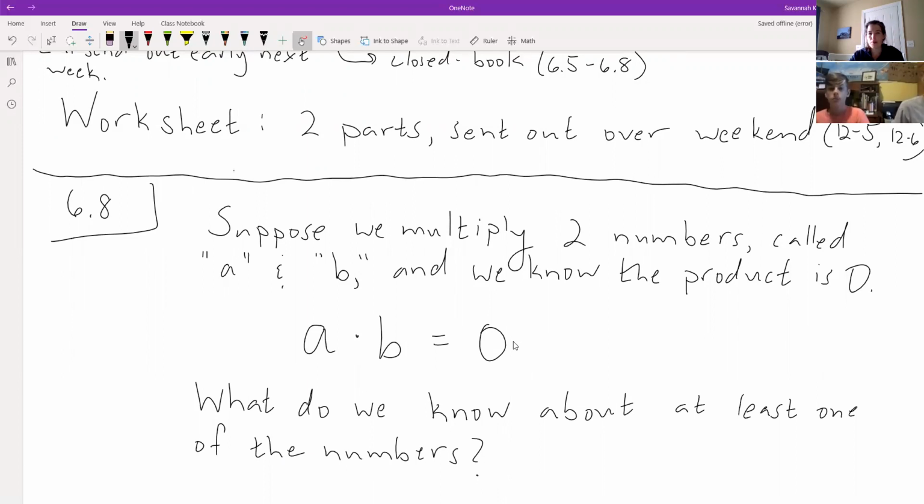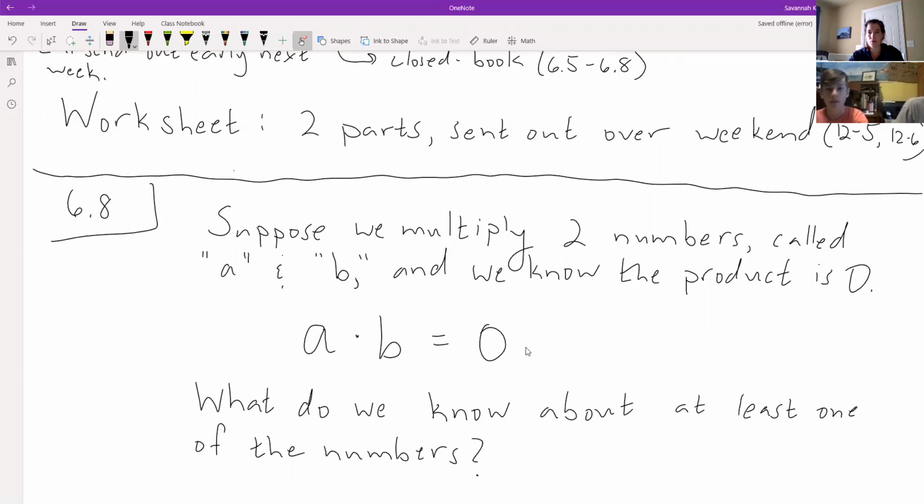If we have A times B equals 0, what do we know about at least one of the numbers? We could know this particular piece of information about A, about B. It could be true of A, it could be true of B, or it could be true of both of them. Any ideas, something that has to be true about one or both of these numbers in order to get 0 as the answer?